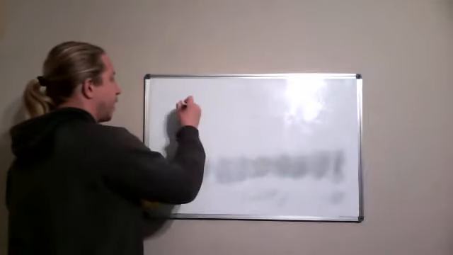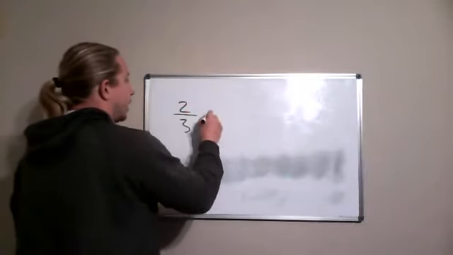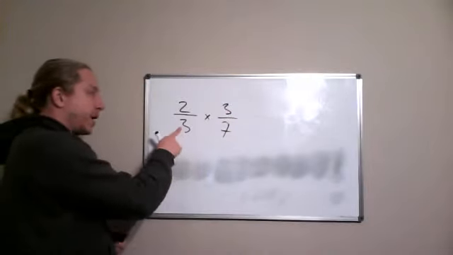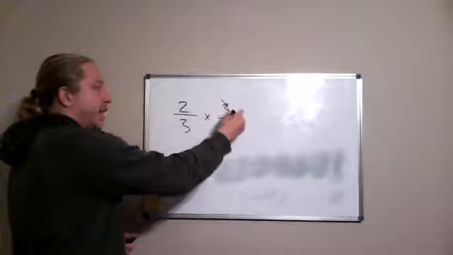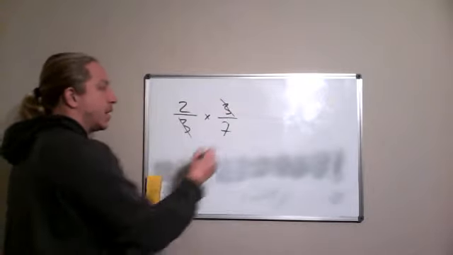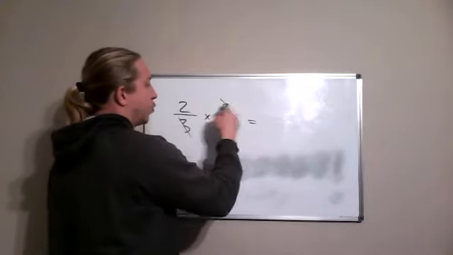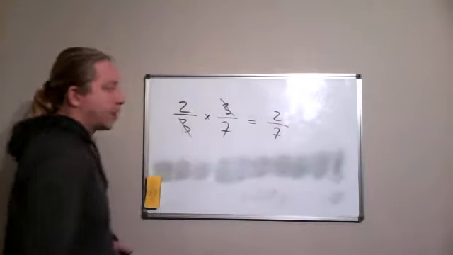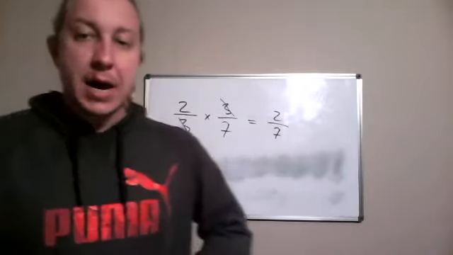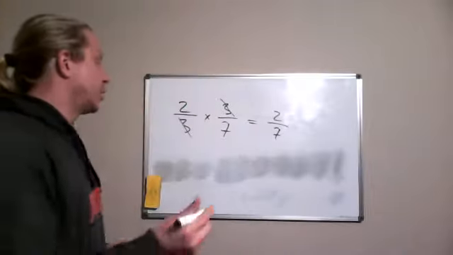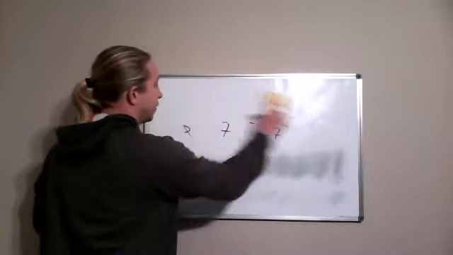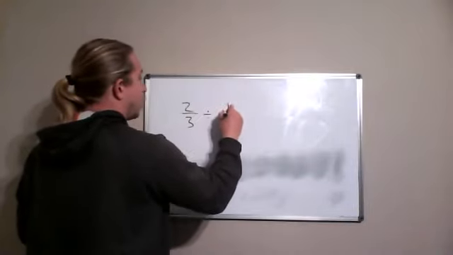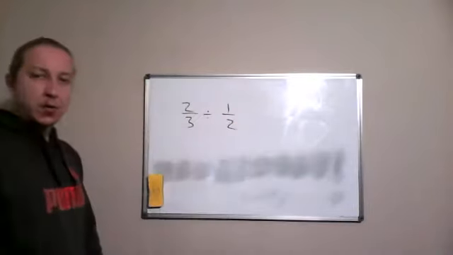Okay, so let's say we have 2/3 times 3/7. Okay, what I'm talking about is that 3 and that 3. So that will cancel with that, giving us 2 times 1, which is 2, over 1 times 7, which is 7. Okay. Right, if we have division of fractions, so let's say we have the same thing, 2/3 divided by 1/2. Let's say that's our question.